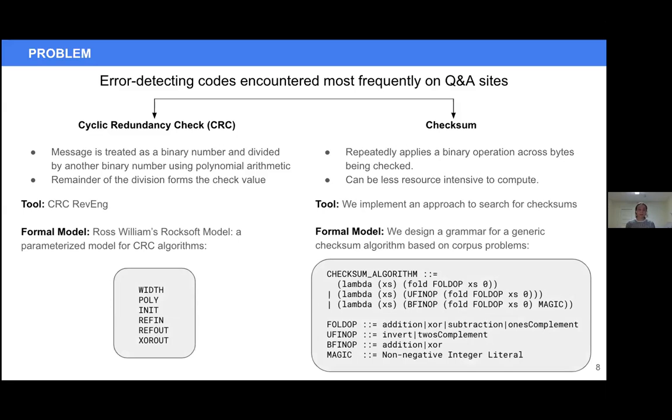So there's a formal model for CRCs called the Ross-Williams-Rocksoft model, which can be parameterized to behave like most CRC algorithms in use today. And there's also a tool called CRC RevEng, which can be used to reverse engineer a CRC calculation. But on the other hand, we noticed that there wasn't a formal model for describing checksums or really any tool for reversing them. And so we wanted to fill this gap.